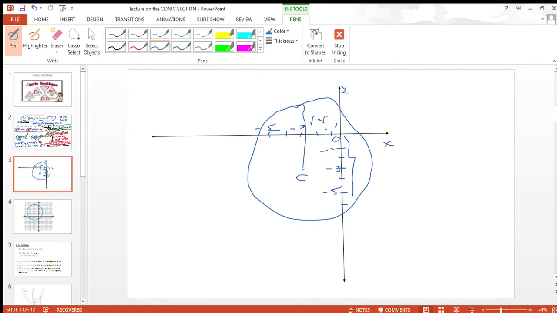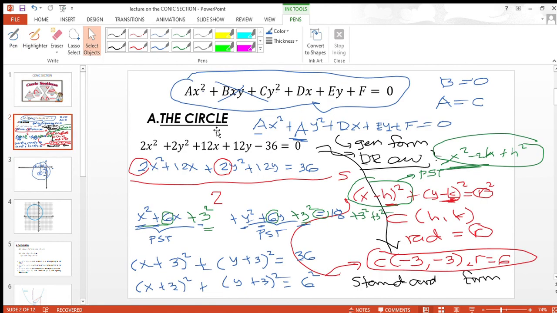Of course, hindi ganun ka-accurate yung diagram ko, obviously. But I hope that you will still understand kung ano yung nangyari sa'yo. So you have your center, and then you have your radius. Okay? So in the same token, pwede rin baliktad yung problem. Pwede yung problem, given yung center, given yung radius, you can write the equation of the circle. So to write the equation of the circle, pwede mong i-substitute yung center, yung radius sa standard form. If you want to expand, you get the general form. Okay, so that's for the circle.